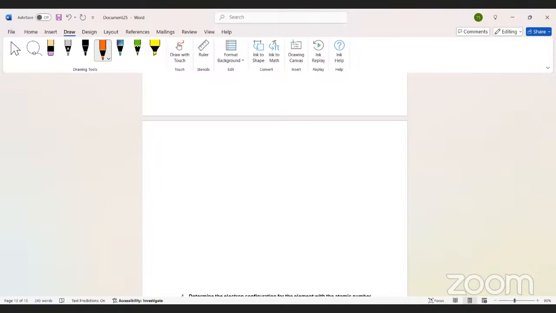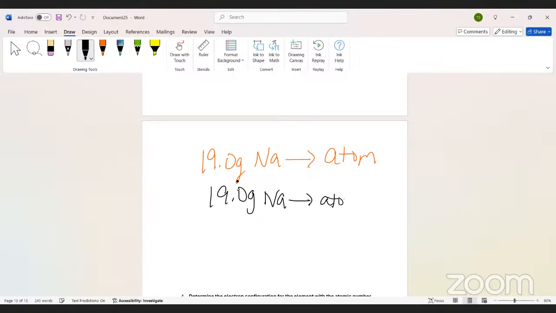All right, so 19.0 grams of sodium, converting that to an atom. Let me put it in black because it's hard to see. 19.0 grams of sodium, convert that to an atom of sodium. This is what you're going to have to do: grams of sodium to a mole of sodium, then to an atom of sodium. This is a two-step process.